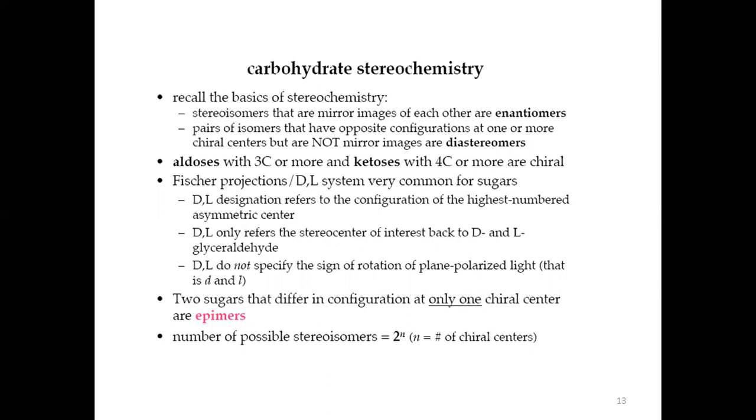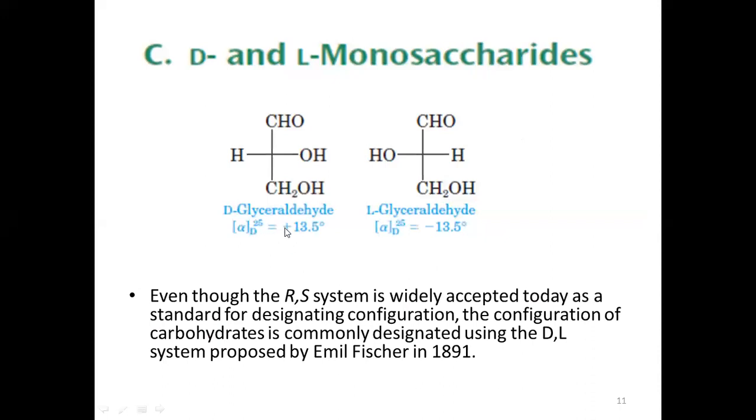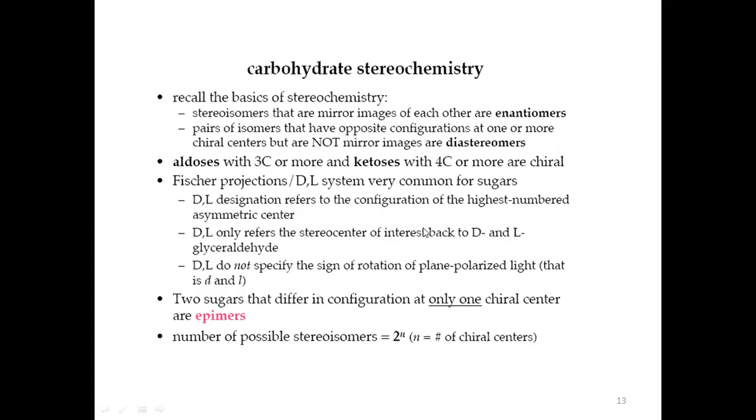So back to the D and L glyceraldehyde. We always refer to the D and L glyceraldehyde. D and L do not specify the sign of rotation of the plane polarized light. When you say dextrorotatory, it's because you have a positive specific rotation here. So this is D-glyceraldehyde, it's dextrorotatory, and this one is levorotatory because of the negative sign. So D and L don't specify the sign of rotation of plane polarized light, we just designate them as D and L.